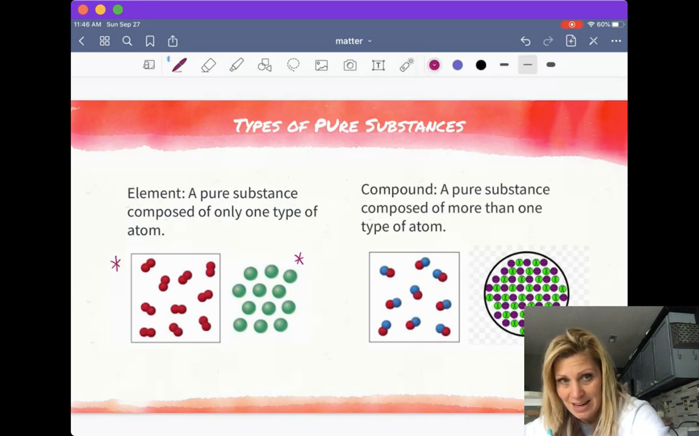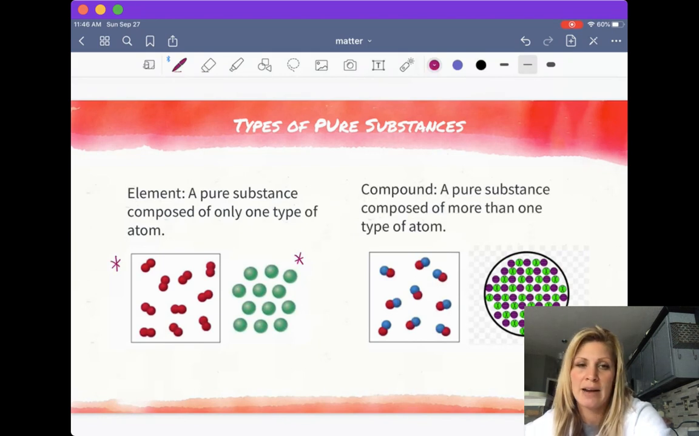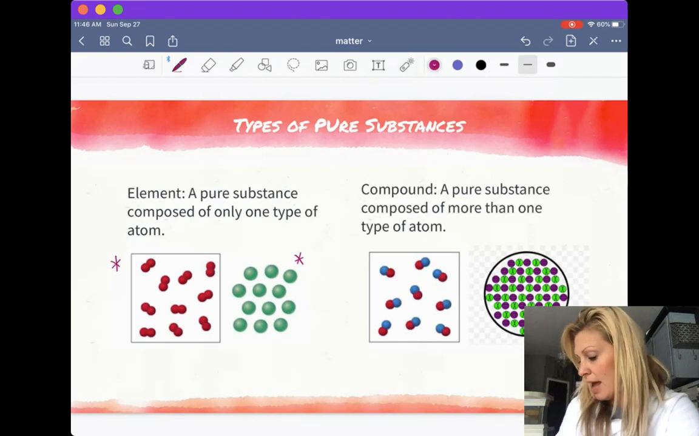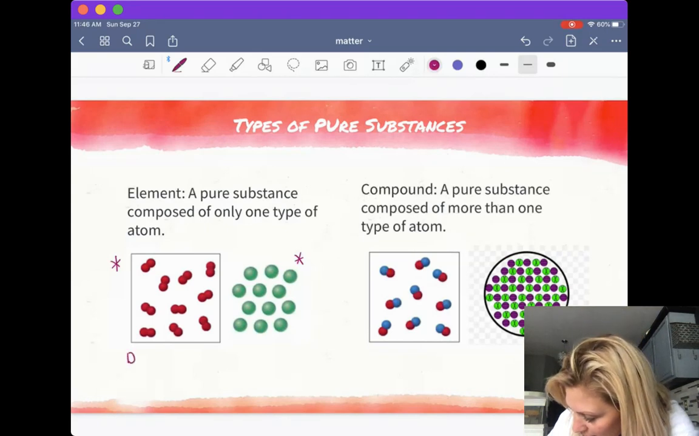The red dots on the side are also an element. They are only made up of one single type of atom, which is the red atom in this case. There's no other colors physically attached, but you do see there are two red atoms attached together, and that's okay. With an element, there are special elements called diatomics.